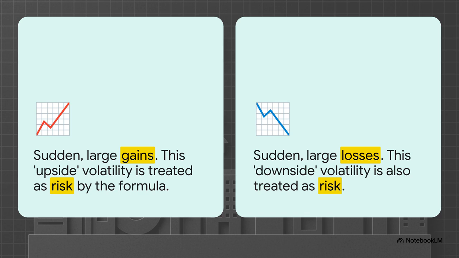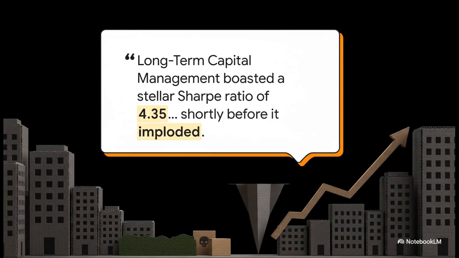Both those events increase that bumpiness factor, that standard deviation, and will actually punish the investment by lowering its Sharpe ratio. Just think about that for a second. The formula literally penalizes an investment for having huge positive surprises. And this isn't just a theoretical problem. It can have catastrophic consequences.